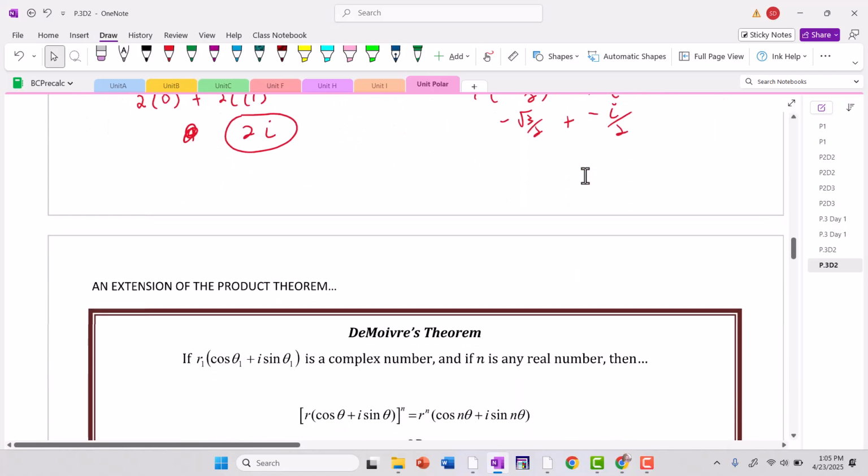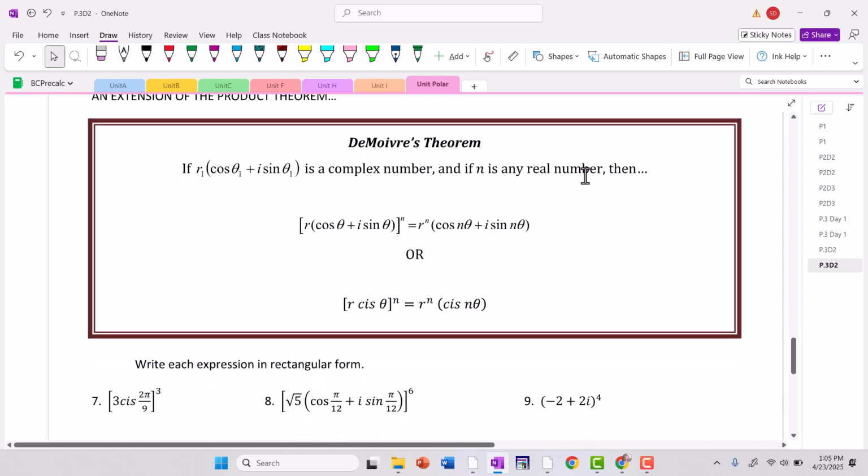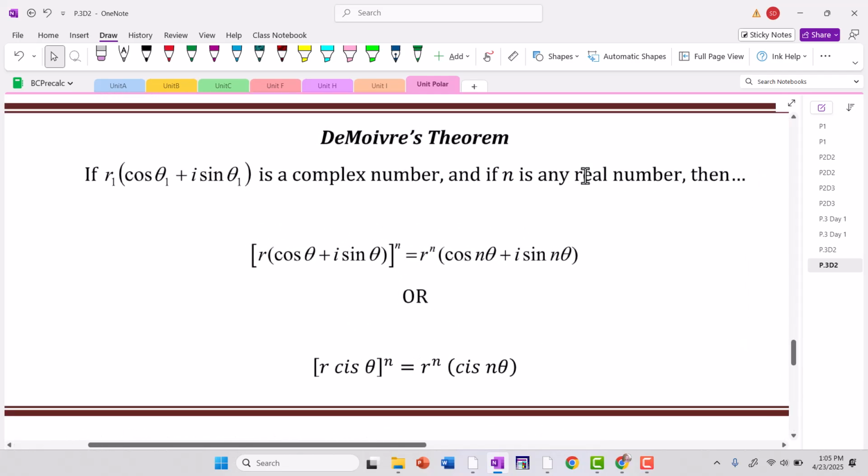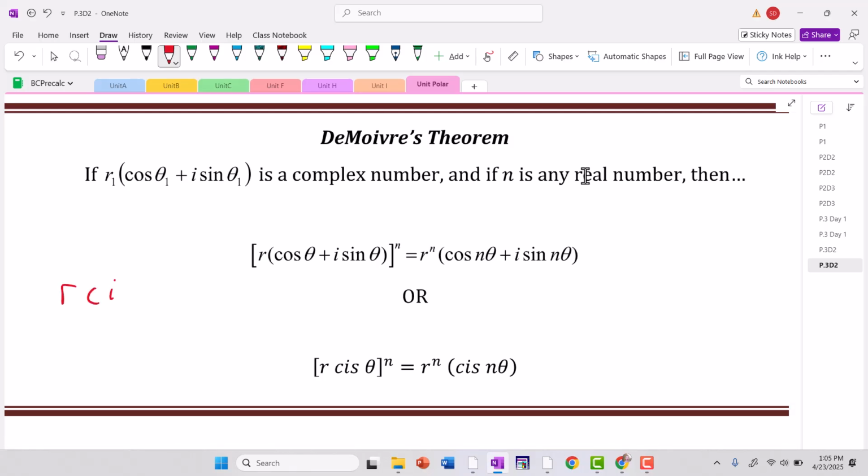As somebody says, can everyone say De Moivre? De Moivre? I mean, come on. What if I took r cis theta and I multiplied it by itself? What do you do with the r's? You multiply them. So what does that mean, r times r is? r squared. And then you add the angle measures. But what's theta plus theta? 2 theta. So that's what De Moivre's theorem says.